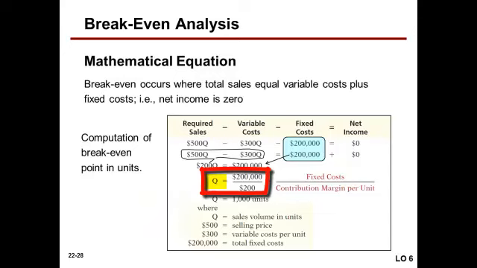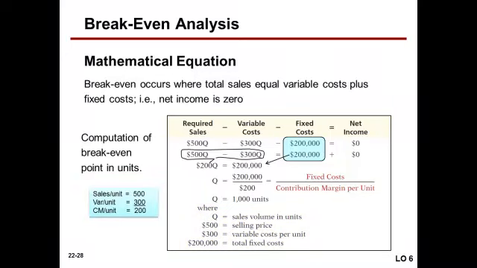Again, Q is the sales volume in units, $500 is our unit selling price, $300 is our variable cost per unit, and $200,000 is our total fixed costs for the period. Bringing a recap, our sales per unit less our variable cost is our contribution margin per unit, $200. That being the denominator of a formula to arrive at our Q, or our break-even point volume, the point at which if we sell those units, 1,000, we'll have no loss, we'll have no profit, we'll have zero profit.